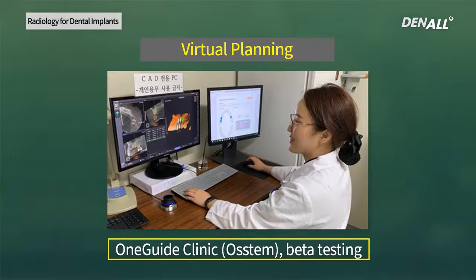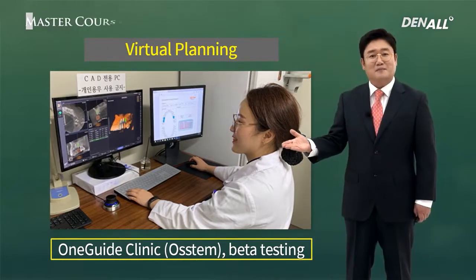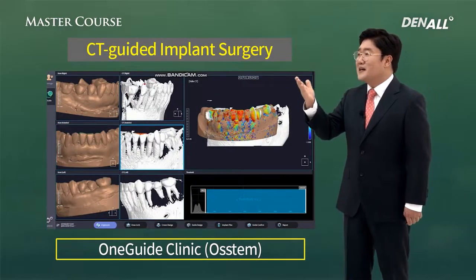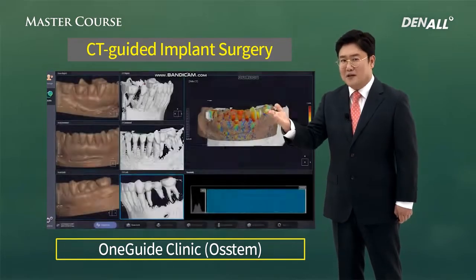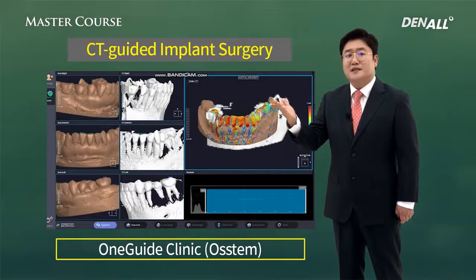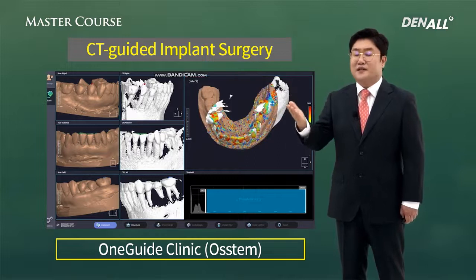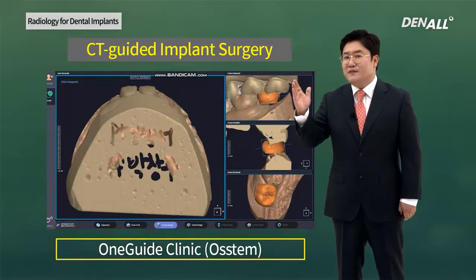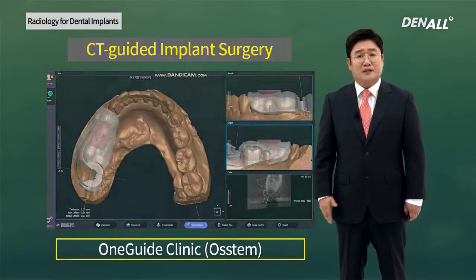Implant Studio is used quite widely. To replace that, Osstem is developing One Guide Clinic. It is under beta testing right now. If you look here, with digitally guided implant surgery, the most important thing is the CT information. Cone beam CT, without CBCT, digitally guided implant surgery is not possible. The most important information is provided by CBCT to the digitally guided surgery.